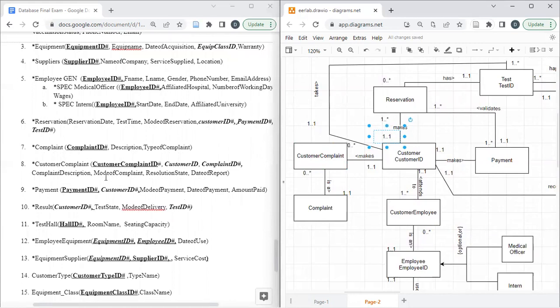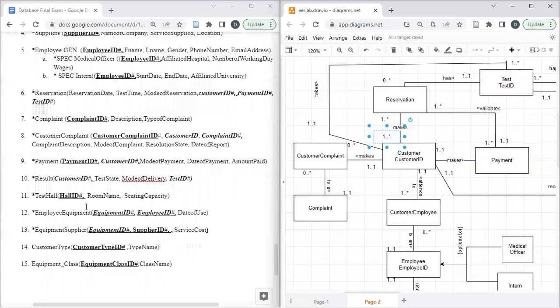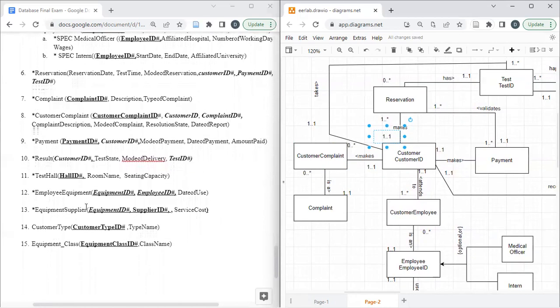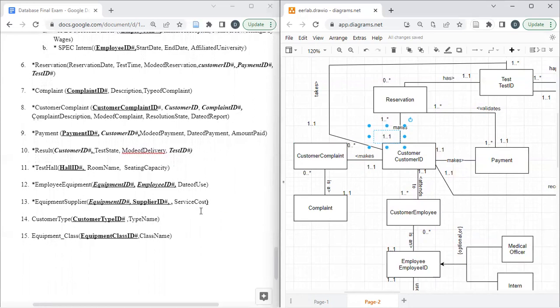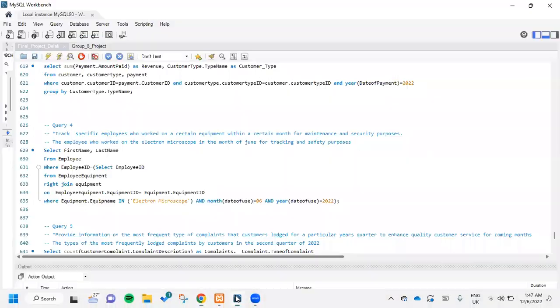Because of the one-to-many relationship with mandatory participation again, payments has customer ID in it as foreign key. The results table has customer ID and test ID as foreign keys for the same reasons. Employee, equipment, and equipment supply are results of decomposition and hence have the primary keys of their parent table as foreign keys. We'll then move on to the SQL.